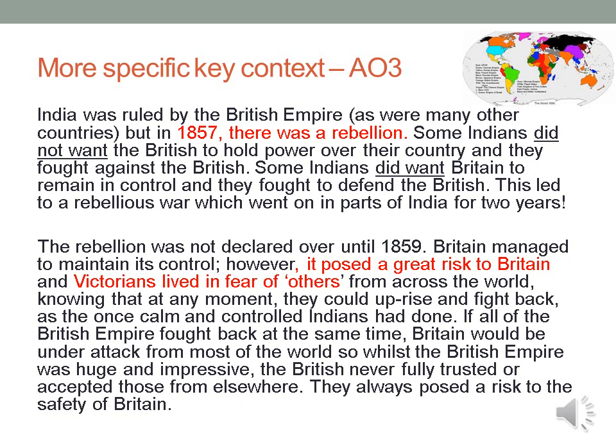This rebellion, which had some of the Indians fighting against Britain, some fighting for Britain, led to a rebellious war which went on for 2 years. The rebellion was not declared over until 1859, so for 2 years tales were coming back to Britain about the war that was going on overseas. Now, Britain did manage to maintain its control in India and they actually won the rebellion.